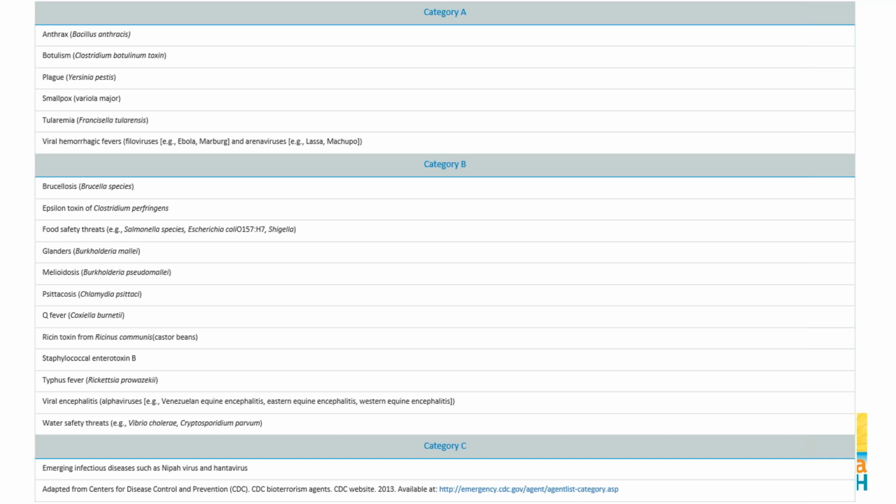And the easiest way to do this is just to make flashcards and put the pathogens on one side and then the category on the back.